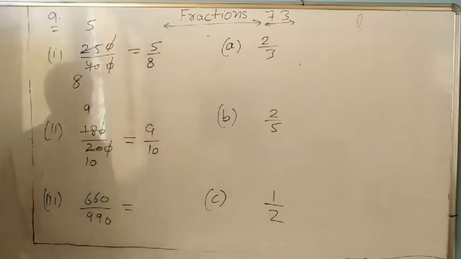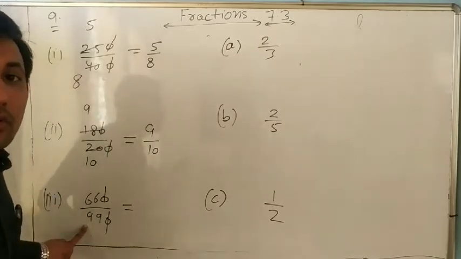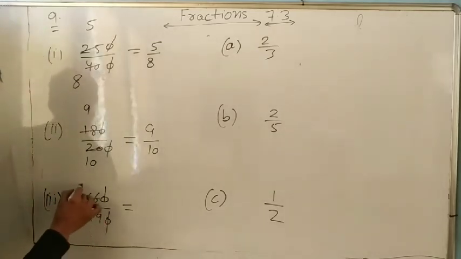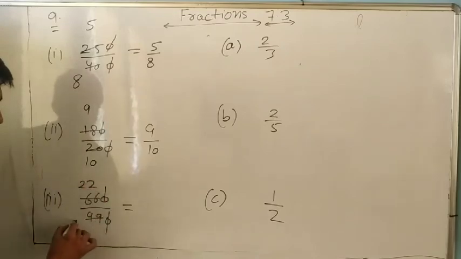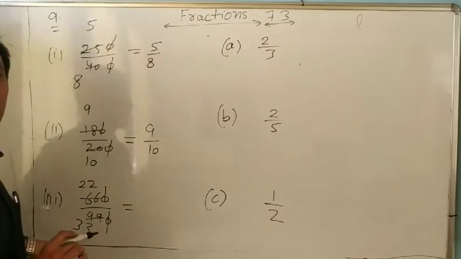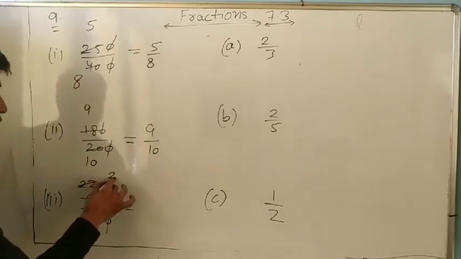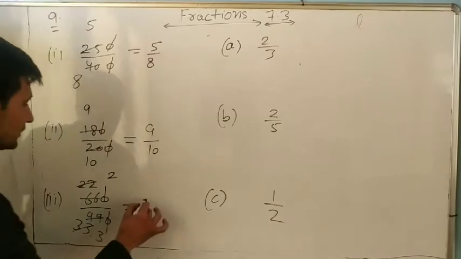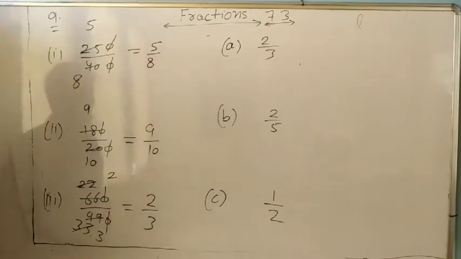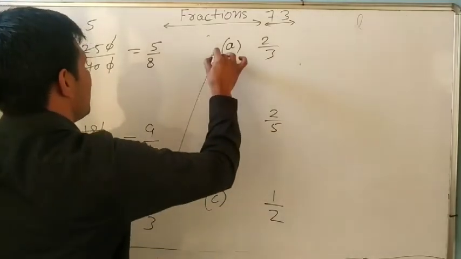C. Zero cancels by zero. Yes. This number is divisible by 2 and 99 is divisible by 2? No. It is divisible by 3. Yes. 3 twos are 6, 3 threes are 9. Now this number is divisible by 2. 33 is not divisible by 33. But 22 is divisible by 11. 11 twos are 22, 11 threes are 33. What is it? 2 upon 3. 2 upon 3. So it means it is matching with A.